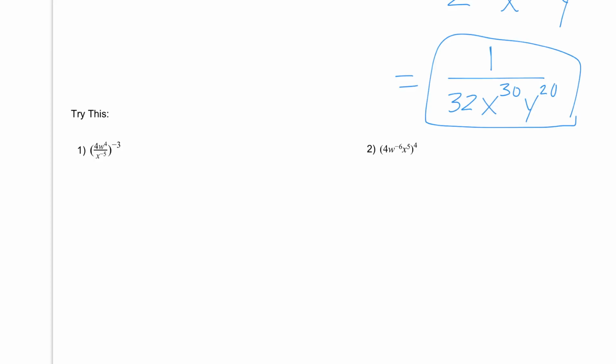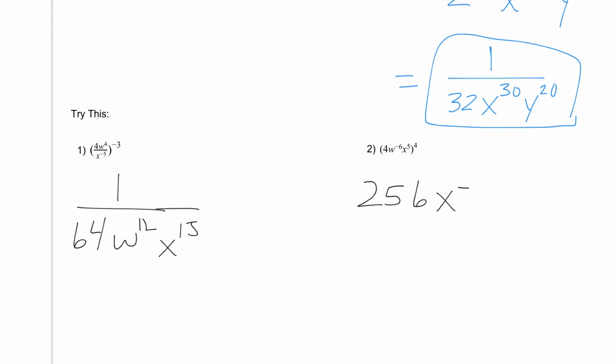If you did the try this correctly, number 1 should be 1 over 64, w to the 12th, x to the 15th. And number 2 should be x to the 20th over w to the 24th.